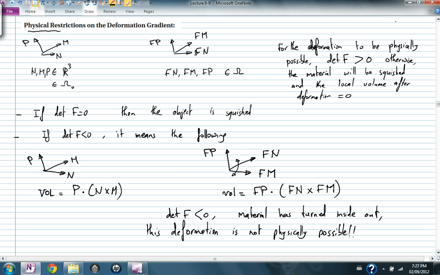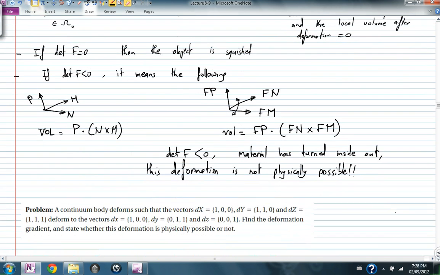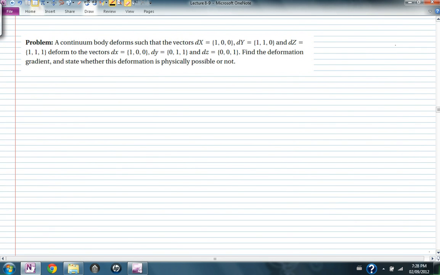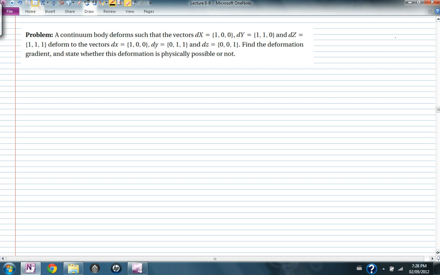And so from this we see that if I have a deformation, to know whether it's physically possible or not, if I already have the position function, I find the determinant of the deformation gradient of that deformation, and that will tell me whether this is physically possible or not. Because to be physically possible, the determinant of F has to be greater than 0. Now I'm going to present a problem that shows you how we can find the deformation gradient given the description of the deformation described by 3 vectors before and after deformation.